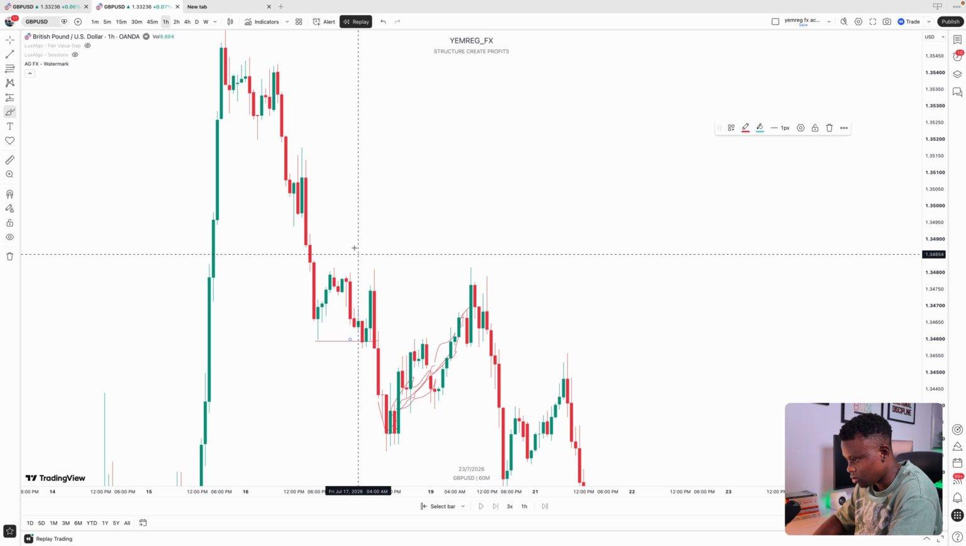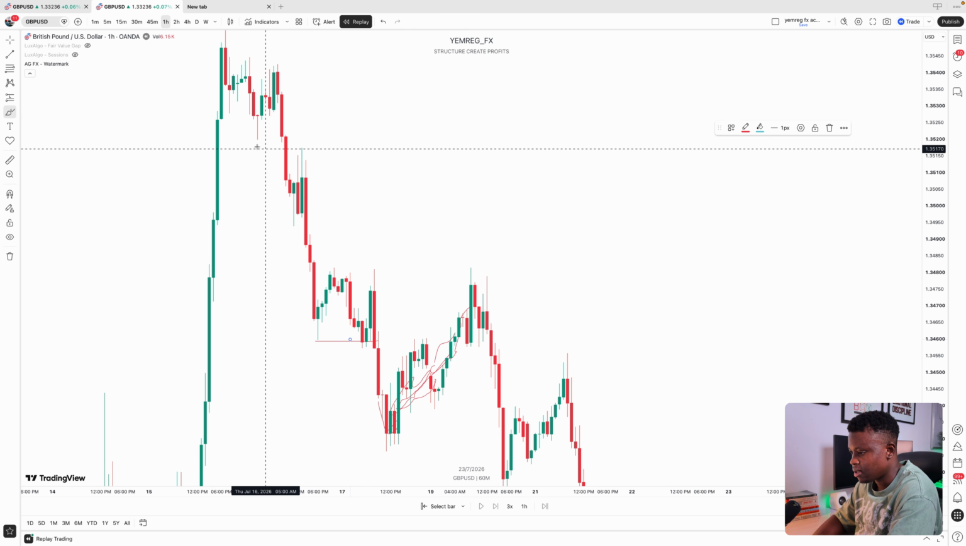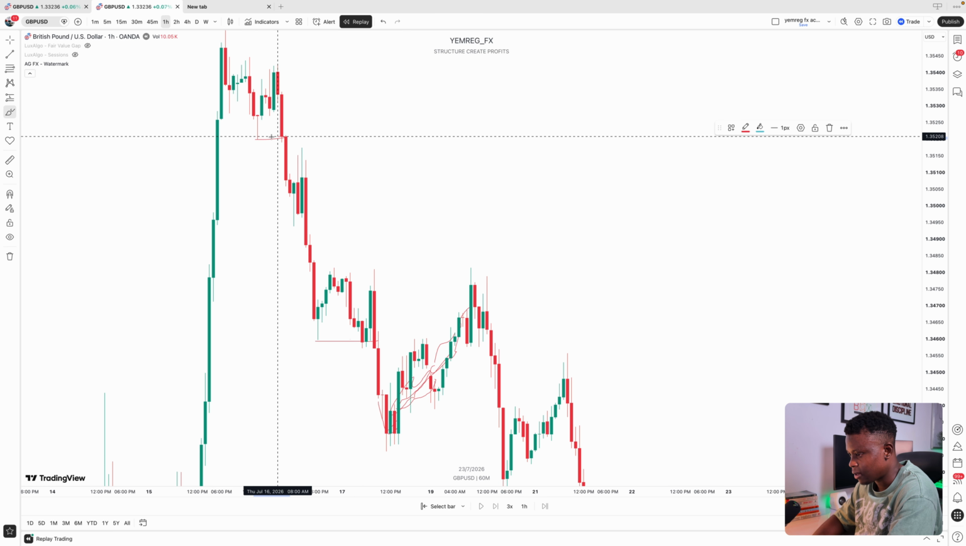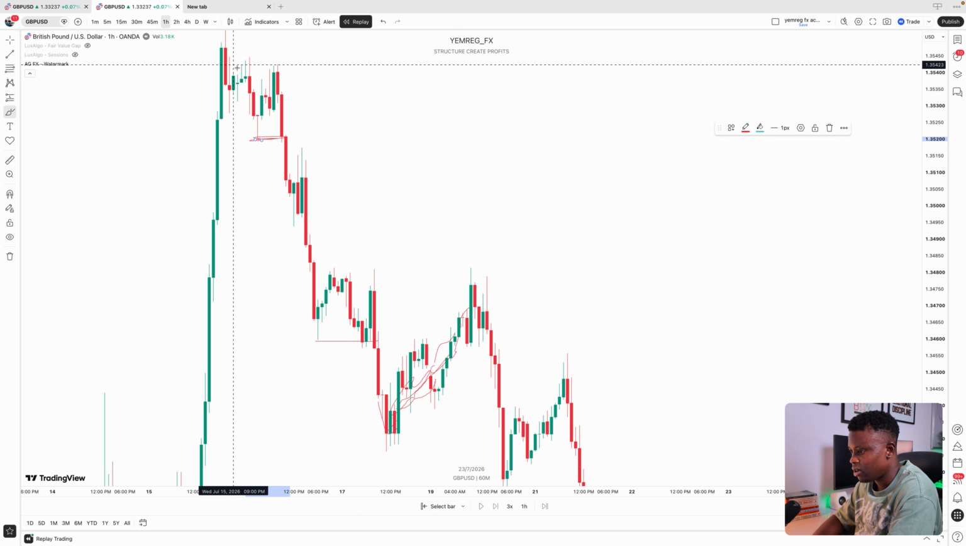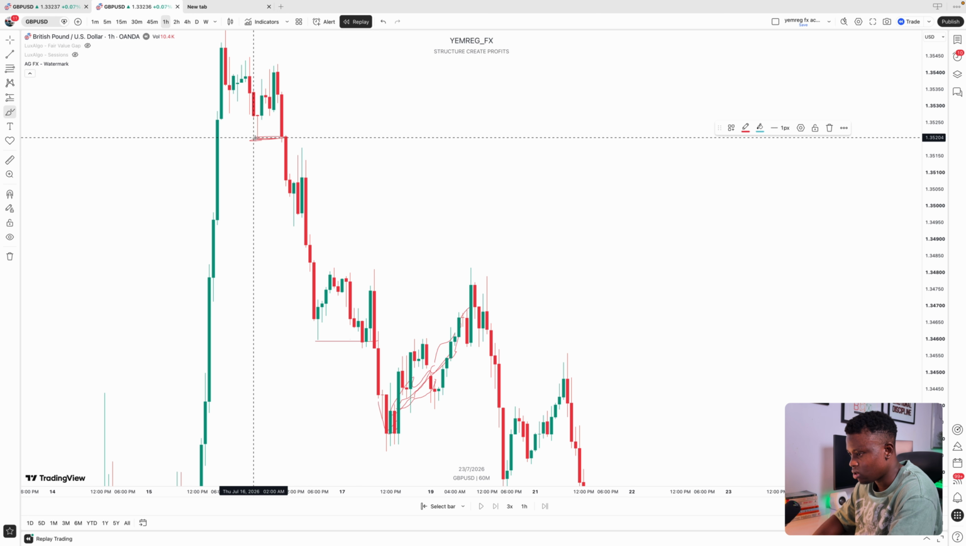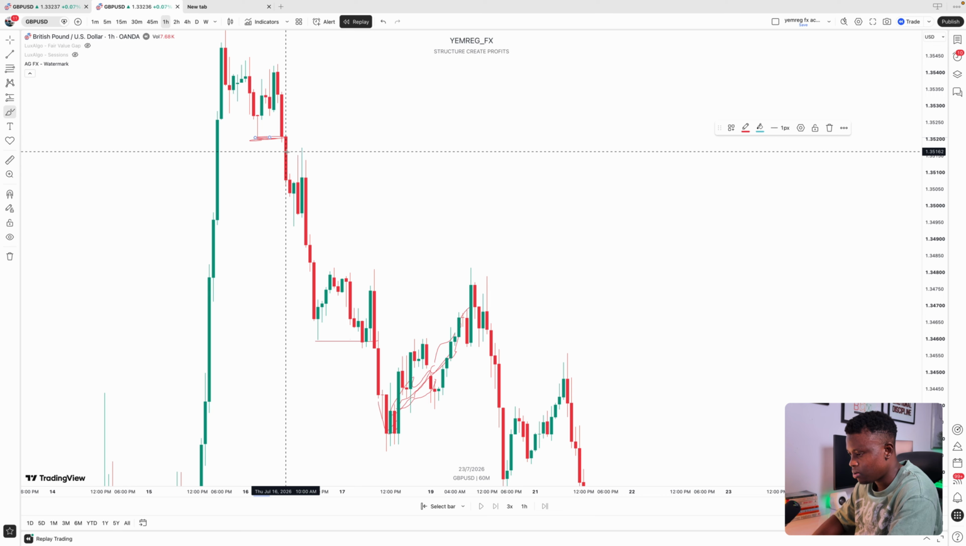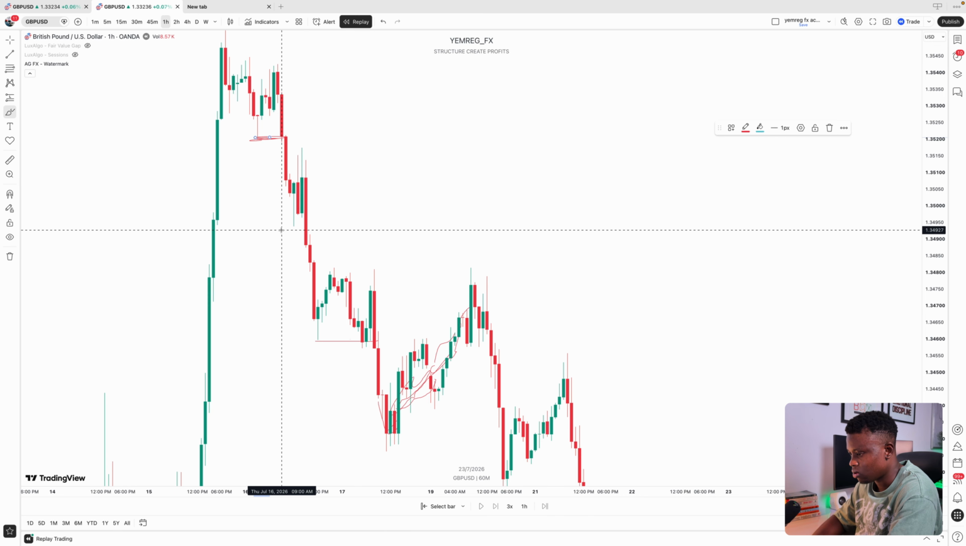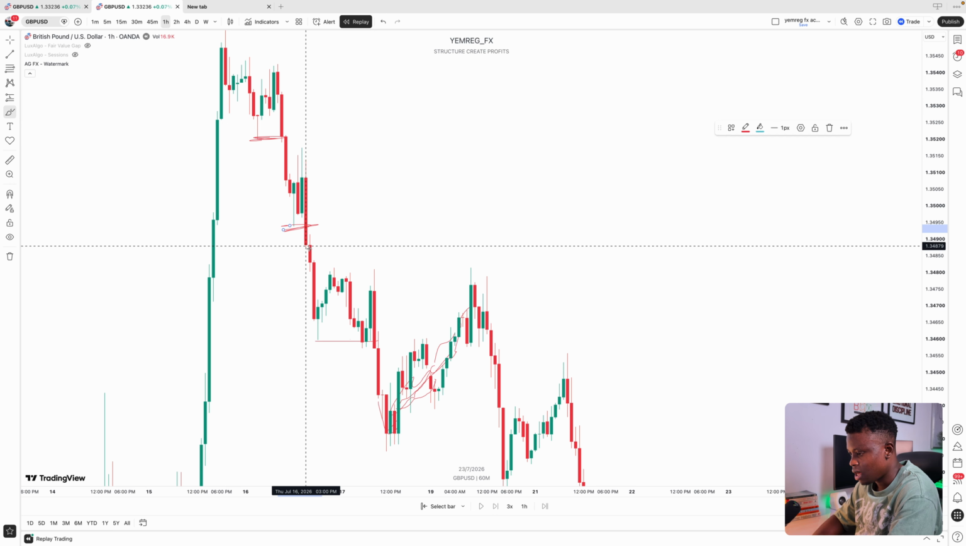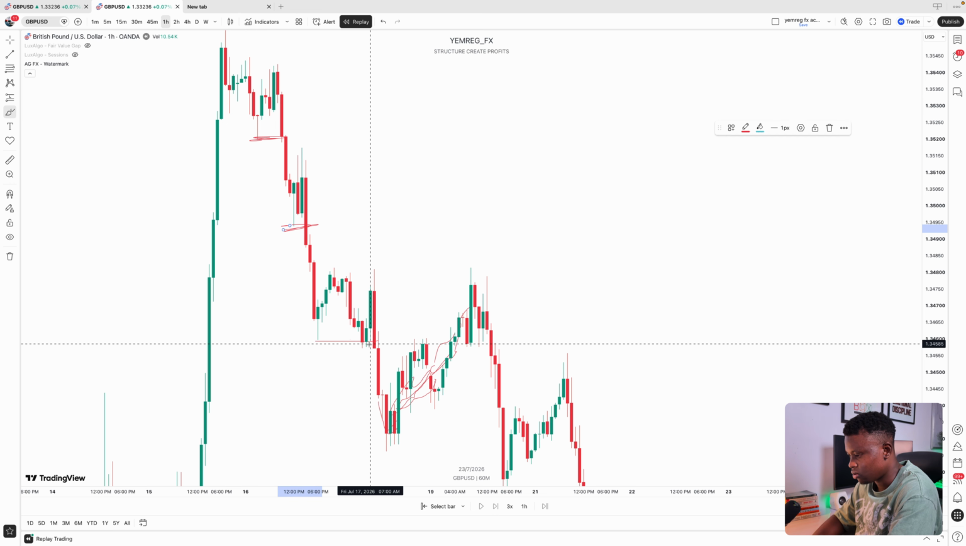So the new point of view now, if I'm to analyze it, this is going to be the change of character. And this is a failure swing change of character. Price took out this low, then started printing a series of lower highs and lower lows. So this is the confirmation for the trend continuation. This is a shift, and this is a break of structure, another break of structure.